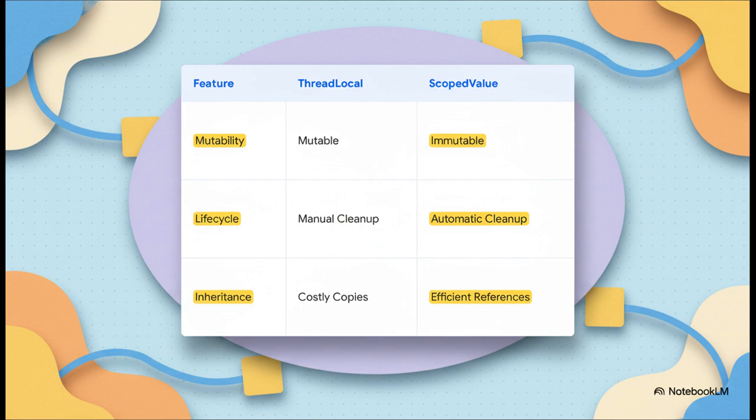And the modern solution? It's called the scoped value. And as you can see, it was tailor-made to fix every single one of thread local's problems. Instead of being mutable, scoped values are immutable. You can't change them. Instead of manual cleanup, their life cycle is tied to their scope, so cleanup is automatic. Bye-bye memory leaks. And instead of those expensive copies, they are passed down to child threads super efficiently. It's simply the right tool for the modern job.